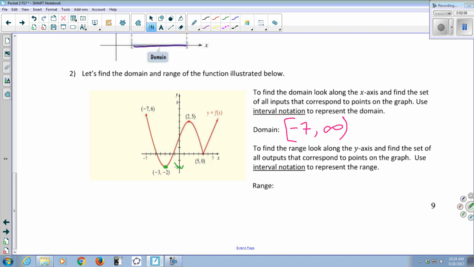And then this continues up forever because the right part of my graph is going to keep going up forever. So my lowest point is -2, my highest point is infinity. Include the -2 because that's a closed circle here on that point.